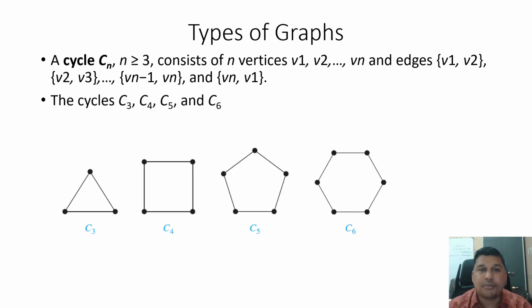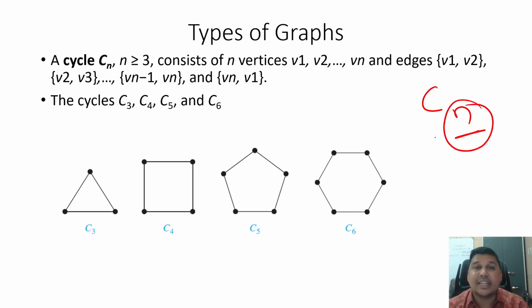Okay. Next, the cycle graph. The other type of graph is the cycle graph. It is denoted by Cn, where n indicates the number of vertices. What is this kind of graph? See, cycle graphs are applicable only for n greater than or equal to 3.